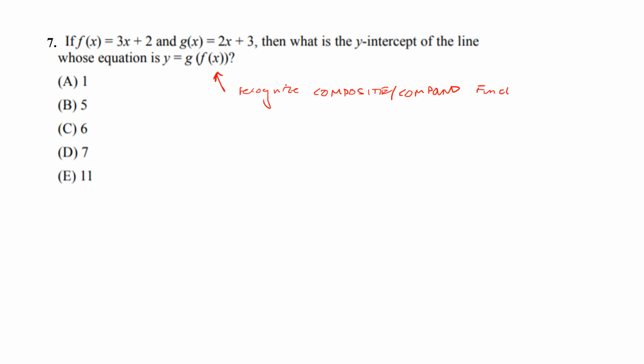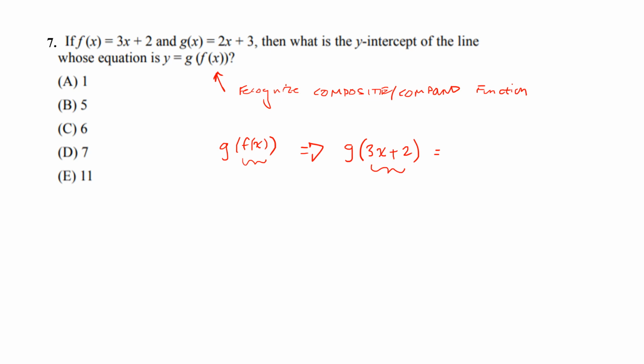So let's do it by hand first and see if that'll be faster. G of f of x means we have to put f of x in as an input for g. So we're really doing g of, and I'm just going to put what f of x is here, 3x plus 2.